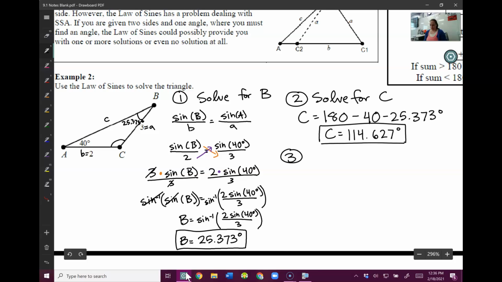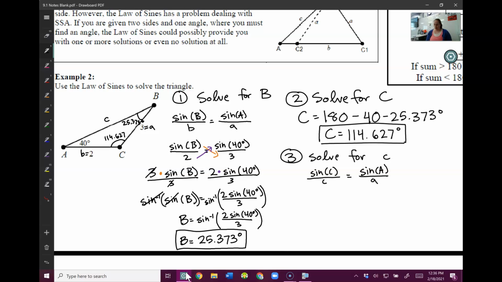Okay, now if I know that one is 114.627, the last step I have is to solve for my little c. And once again, this is going to use law of sines. Start with the pair you're solving for, end with the pair you know. Now we do technically know both b's at this point, but remember that's an approximated decimal that's rounded, so we don't want to use that one. We want to use the ones that were given. So I'm going to do sine of A over a.